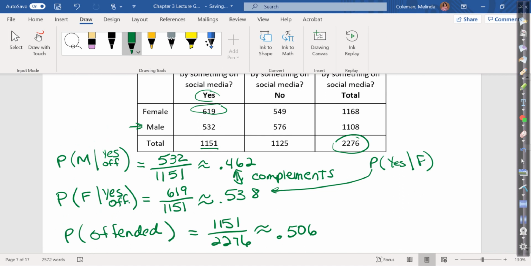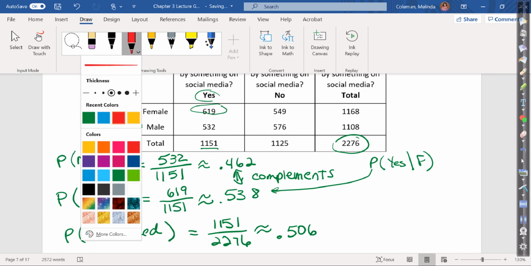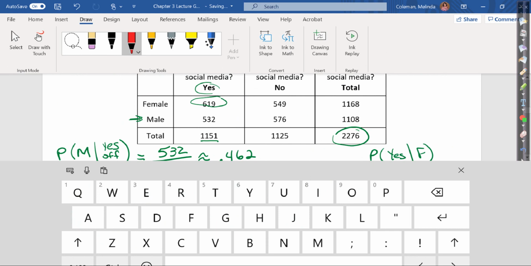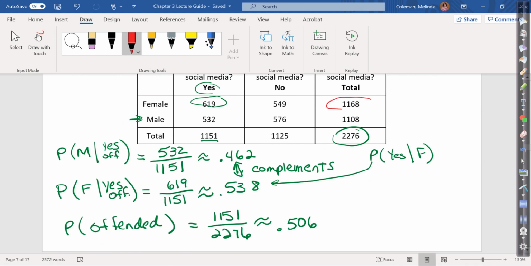So this time, I have to look at the total number of females that were surveyed. So the total number of females this time is 1168, because I chose a female. So that's going to be my denominator. And then my numerator is going to be how many offended females were there. So there were 619 offended females, which is approximately 0.5.